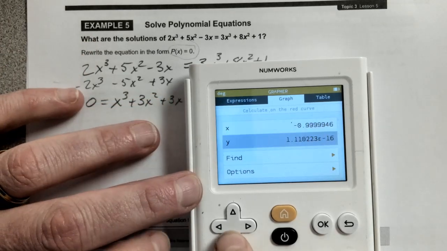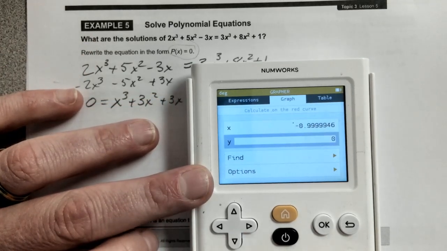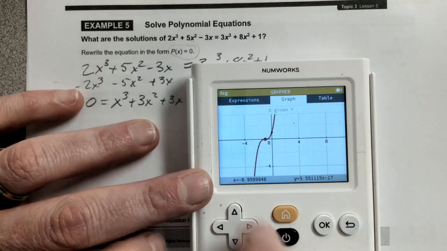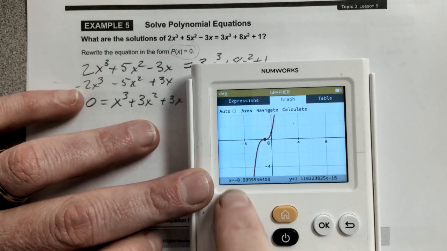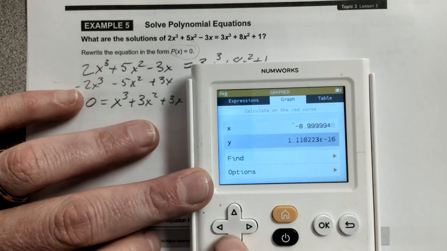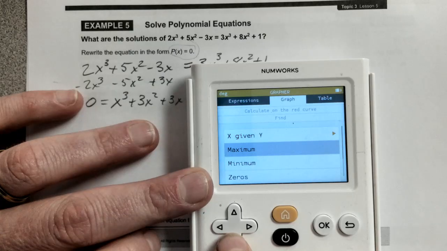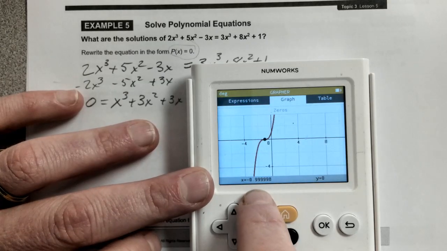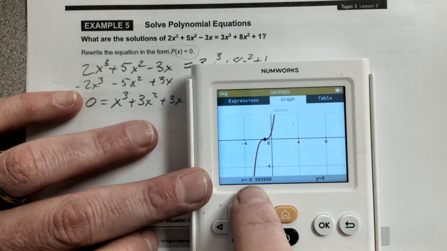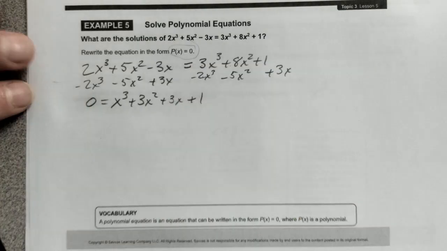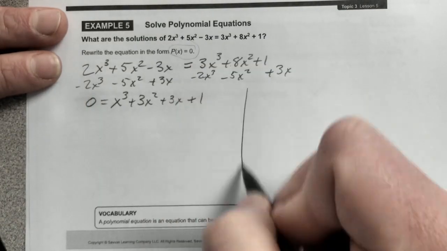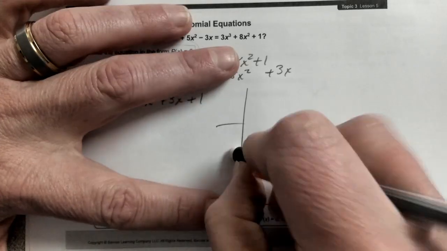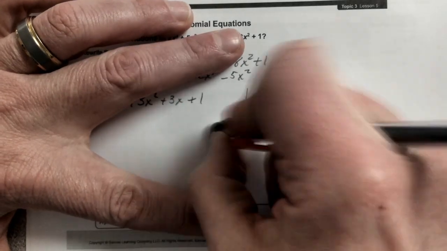Gotcha. I want a 0 here. Oh, I get it now. I know how to use these things. Calculate, go to find zeros. Okay. Still kicks back with negative 0.99999. What that tells me is that negative 1 is my 0.